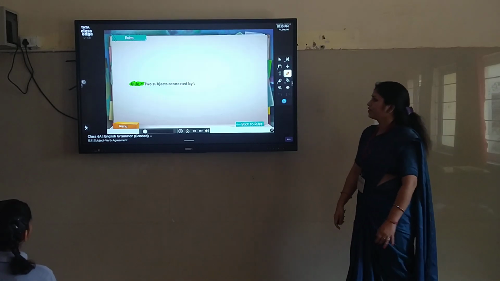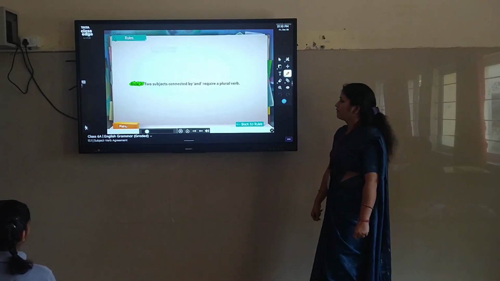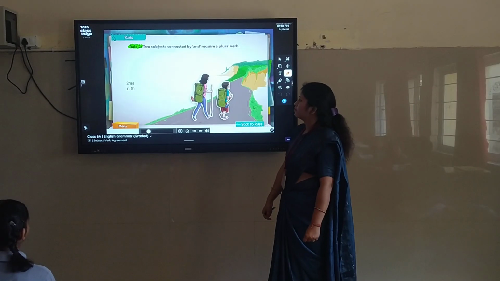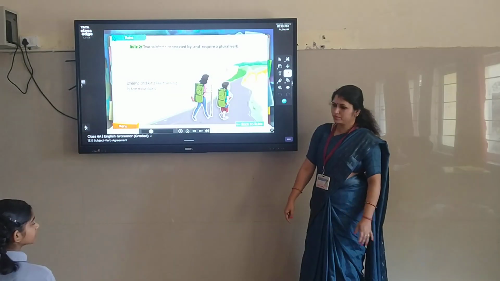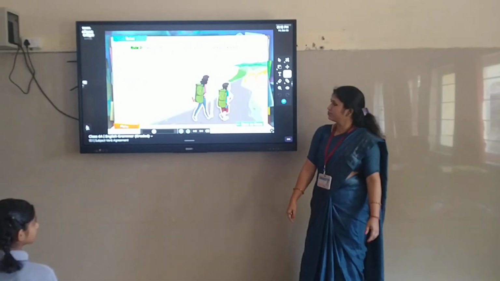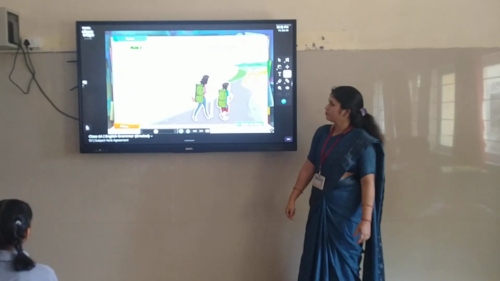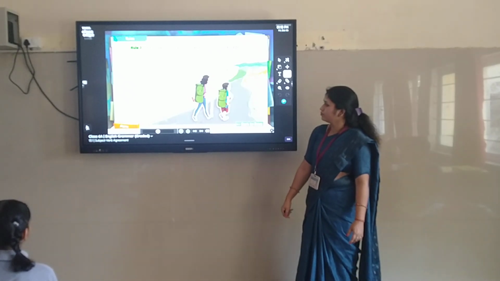Subjects connected by and require a plural verb. In this sentence, the subject consists of two singular nouns connected by and. The subject requires a plural verb.